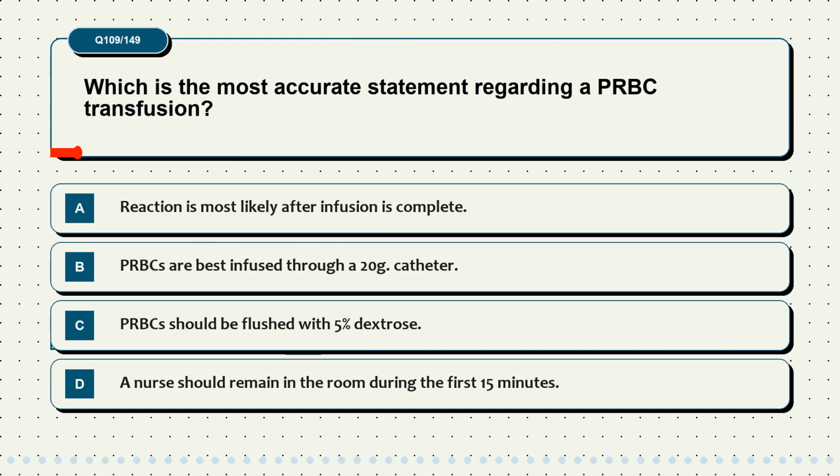Question 109. Which is the most accurate statement regarding a PRBC transfusion? Here are the options. Option A. Reaction is most likely after infusion is complete. Option B. PRBC are best infused through a 20G catheter. Option C. PRBC should be flushed with 5% dextrose. Option D. A nurse should remain in the room during the first 15 minutes.